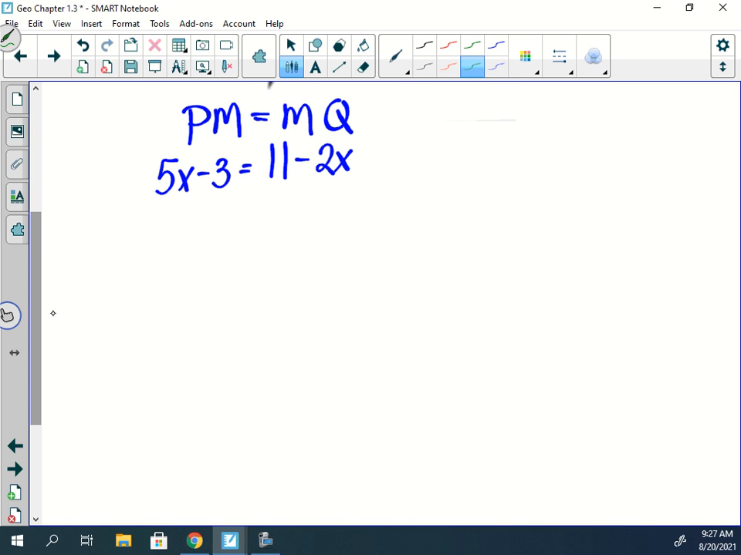Any questions on how we got this set up? So what can we do next? Yes, but not quite. Because this is what we're wanting to do. You're wanting to move the 2x exactly from the right side to the left. So we would add, we want to do the opposite.